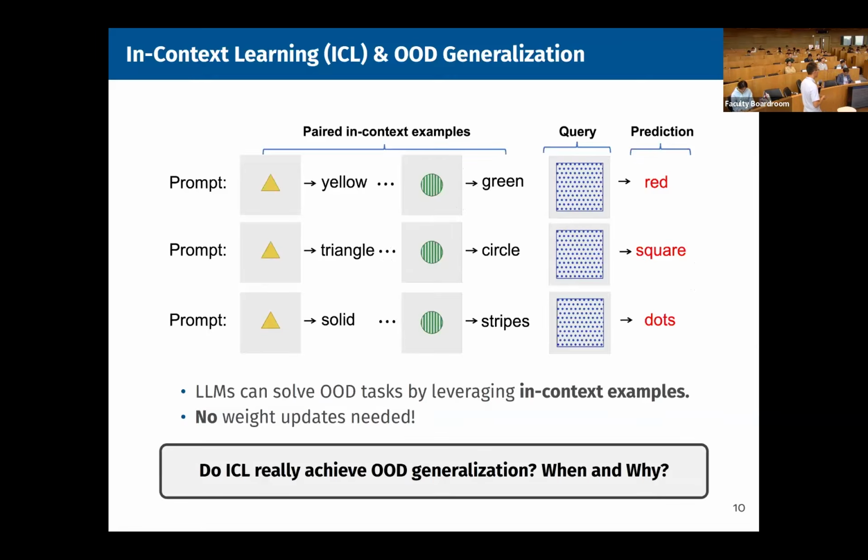There are many works trying to study this. They are trying to interpret this in-context learning ability as implicitly a gradient descent on the weights. But there's no definition of what is the distribution we are generalizing to, right? So I think if you want to properly study out-of-distribution generalization, you need to define what is the distribution you are generalizing to. So this is a question we want to study through a simplified model.